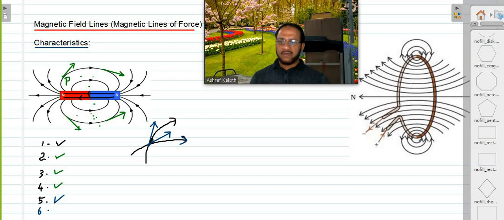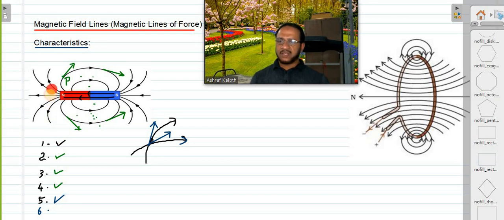Now the last property is this one. We can have uniform magnetic field. Now right now in this surrounding this bar magnet, you can see a magnetic field that is not uniform, that is non-uniform. It is non-uniform because direction is different. At different points, direction of magnetic field is different. Here direction is this way, here is this way. So direction of magnetic field is different at every point.